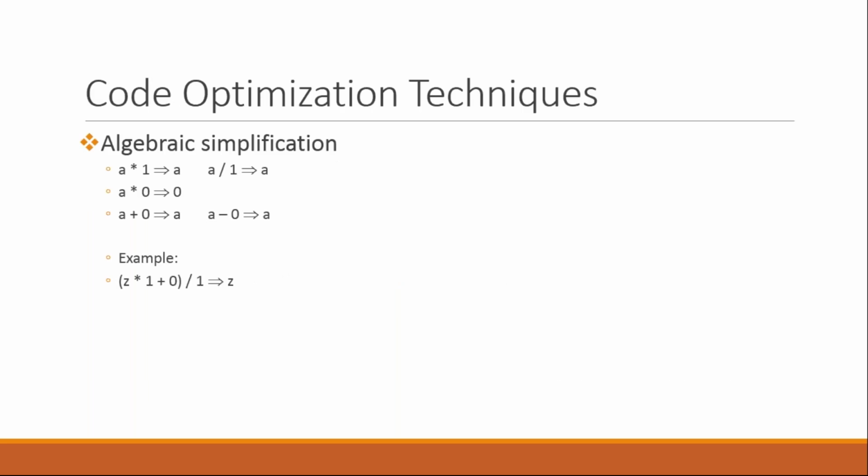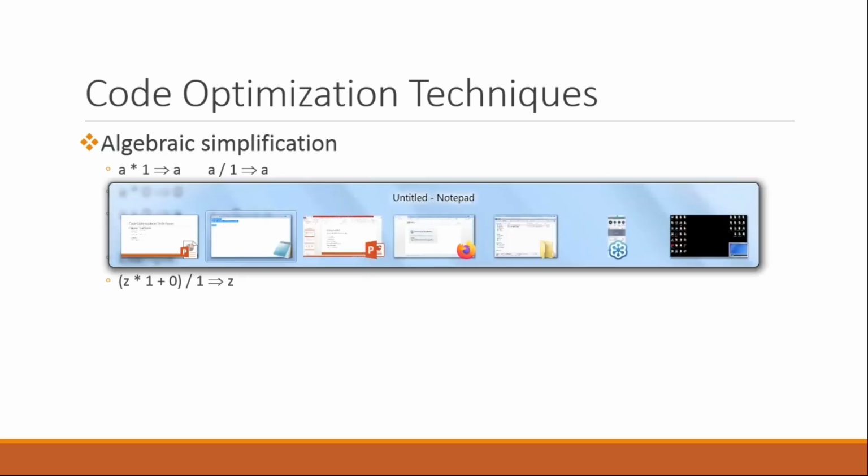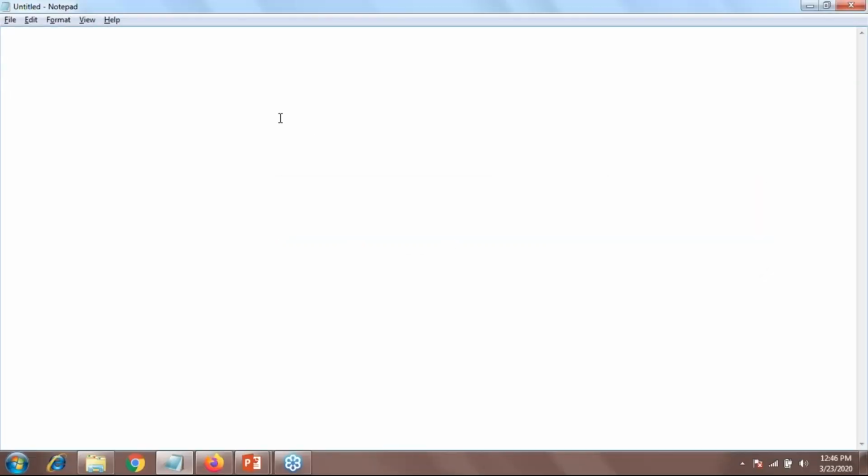Now there is one more technique with code optimization, that is algebraic simplification. What is algebraic simplification? We are all aware of some code, for example if I have one variable c, and I add 0 to the value of c, then there is no meaning to this algebraic sentence.